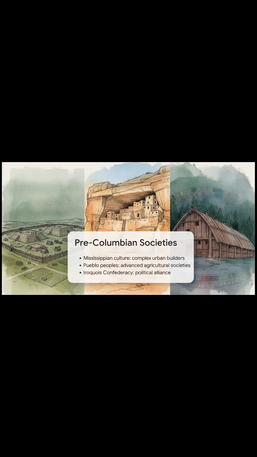Now, what's truly fascinating here is the sheer diversity of life prior to European arrival. North America was already home to millions of people in highly organized societies. You had the Mississippian culture, who were these complex urban builders. Down in the Southwest, the Pueblo peoples ran advanced agricultural societies. And up north, the Iroquois Confederacy operated a highly sophisticated democratic political alliance. So this absolutely was not an empty continent. It was a vibrant, deeply diverse world.